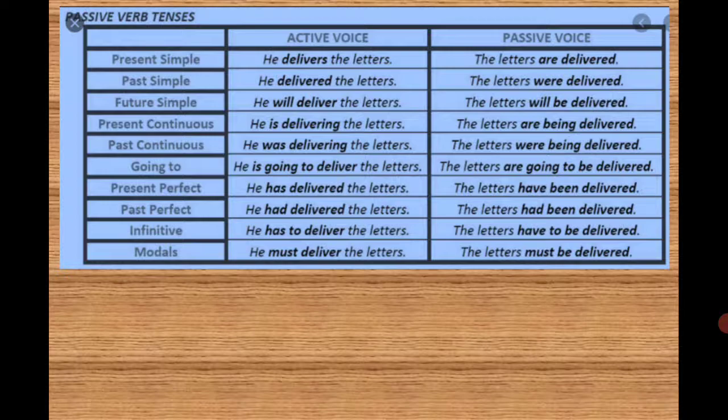In past continuous tense, what happens? He was delivering the letters: the letters were being delivered. Likewise, for the going to form: he is going to deliver, the letters are going to be delivered. Present perfect tense: he has delivered, the letters have been delivered. Why is there a change of auxiliary verb? Third person singular alone takes "has". For the letters, you cannot use "has"; it should be "have" in present perfect. So the letters have been delivered. Past perfect: he had delivered, the letters had been delivered.